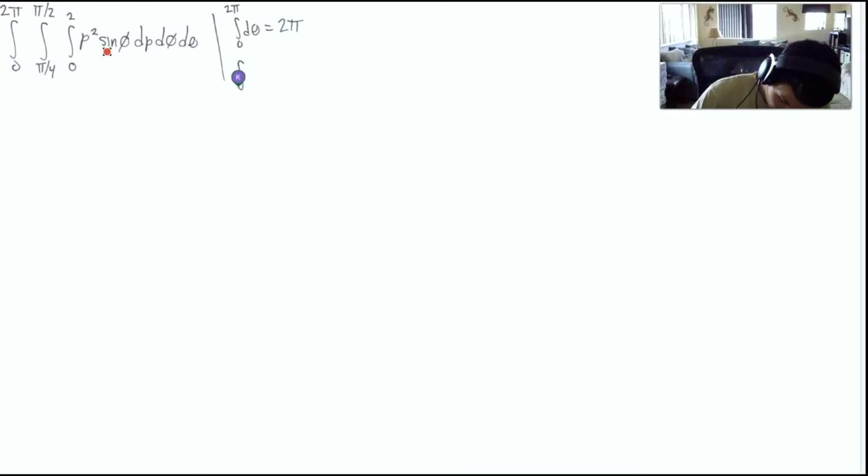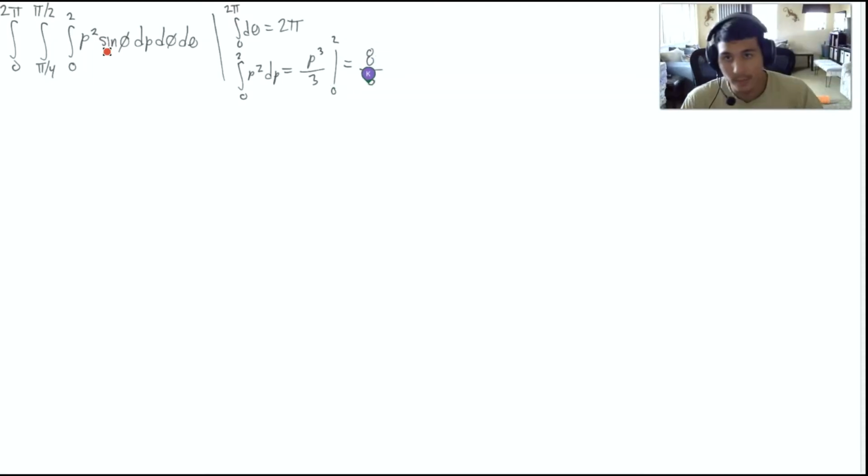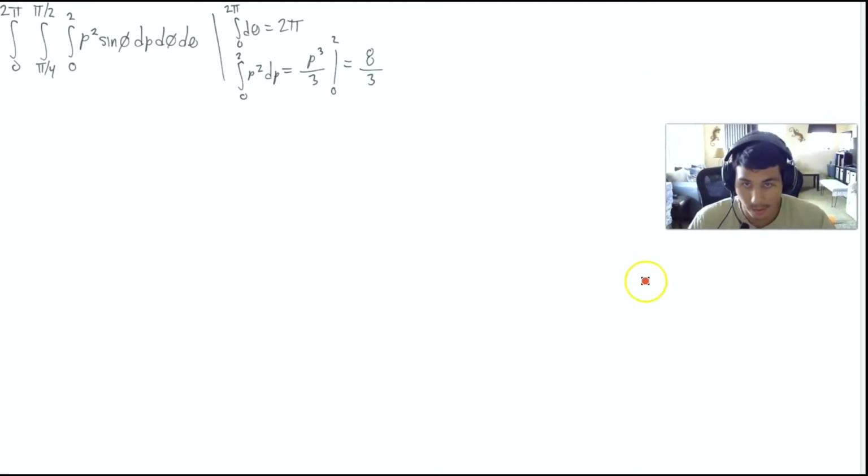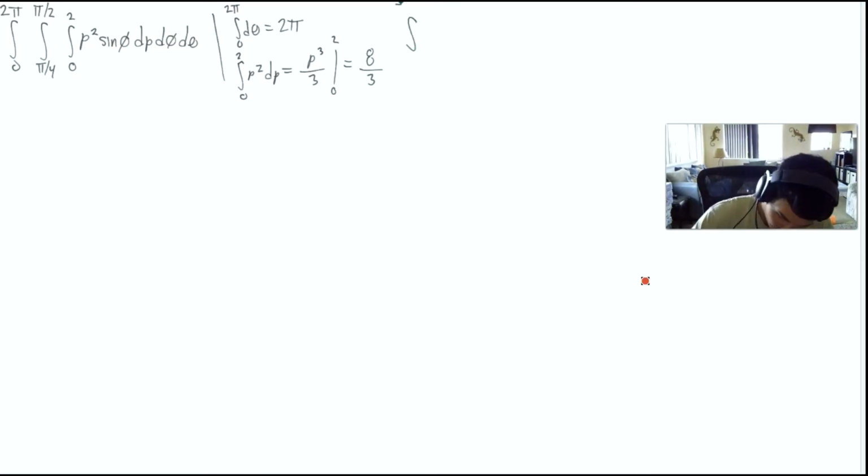We got another one, which is from 0 to 2. It's rho squared d rho, which is from 0 to 2, right? Which is 8 over 3. And we got one more integral to do. Let me move my face here. One more to do, and that's from pi over 4 to pi over 2 of sine phi d phi.